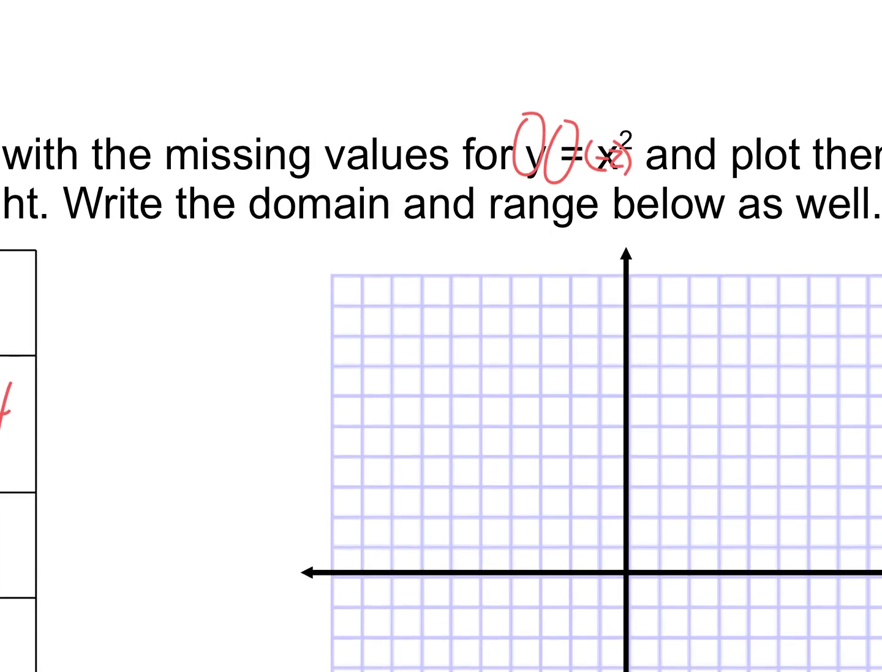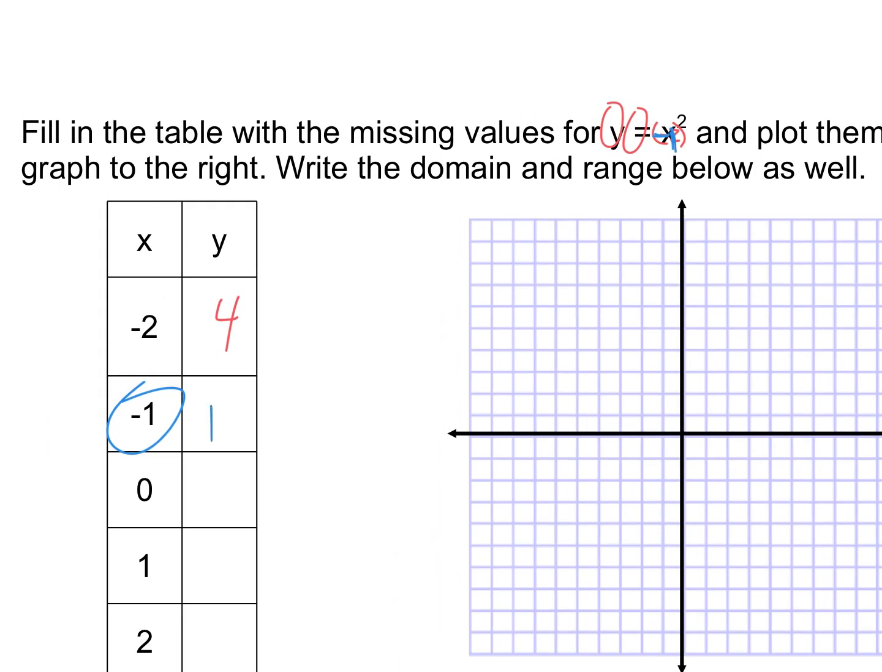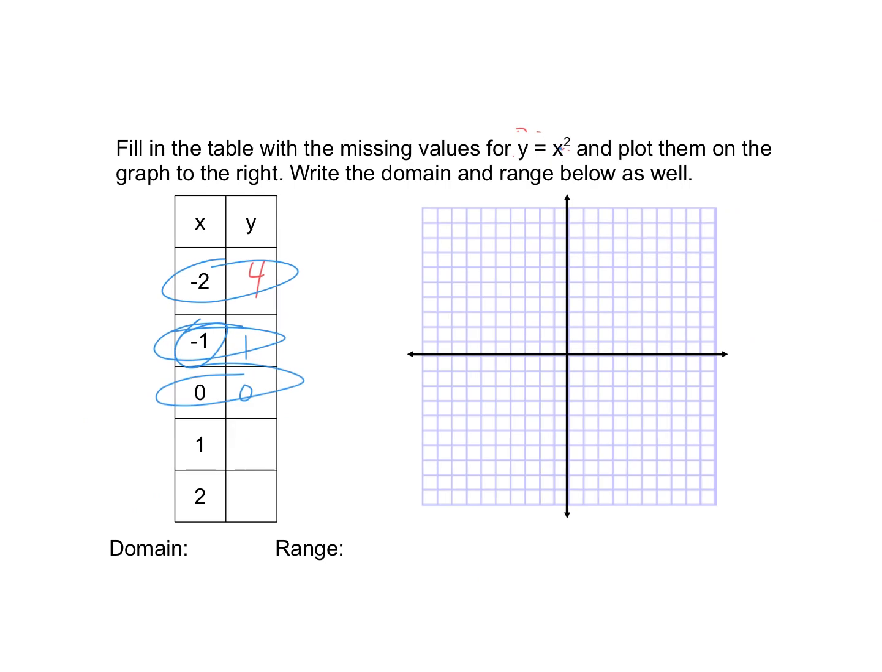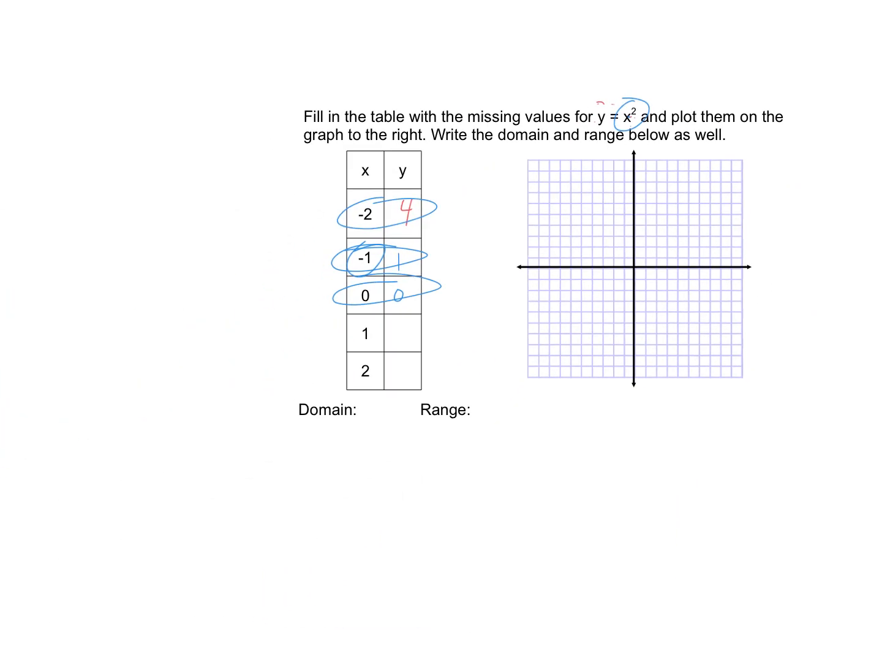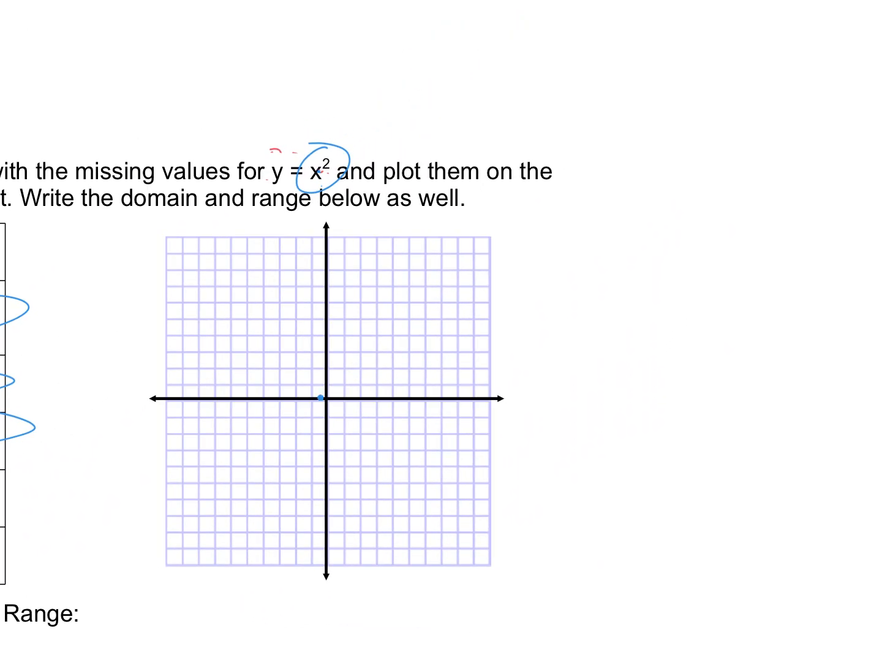So you stick in -1. What'd you get, Ian? 1. Yep, because -1, when you square it, becomes +1. Good. How about 0? Ashlyn, what'd you get when you stuck in 0? 0. Yep, 0 gives you 0. So then all of these things become points. -2,4 is a point. -1,1 is a point. 0,0 is a point. And of course, it'll make a parabola. If I graph this thing, it looks kind of like that.